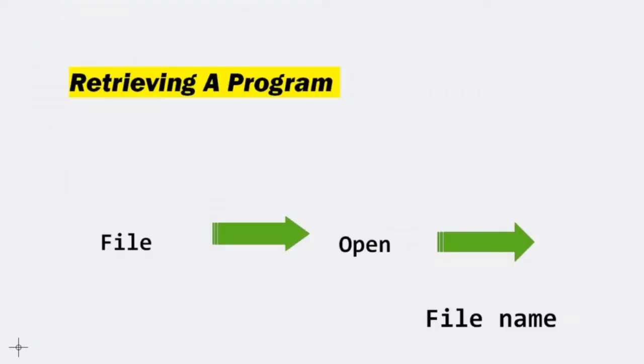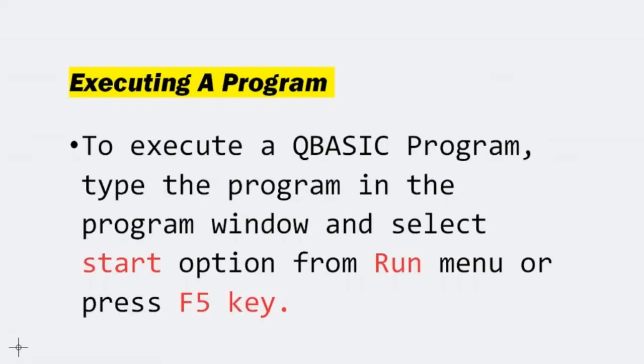Retrieving a program. To retrieve a saved program, go to the File menu and click on Open. Now the Open dialog box appears. Type the file name and press the OK button. Executing a program. To execute a QBasic program, type the program in the program window and select the Start option from the Run menu or press the F5 key.